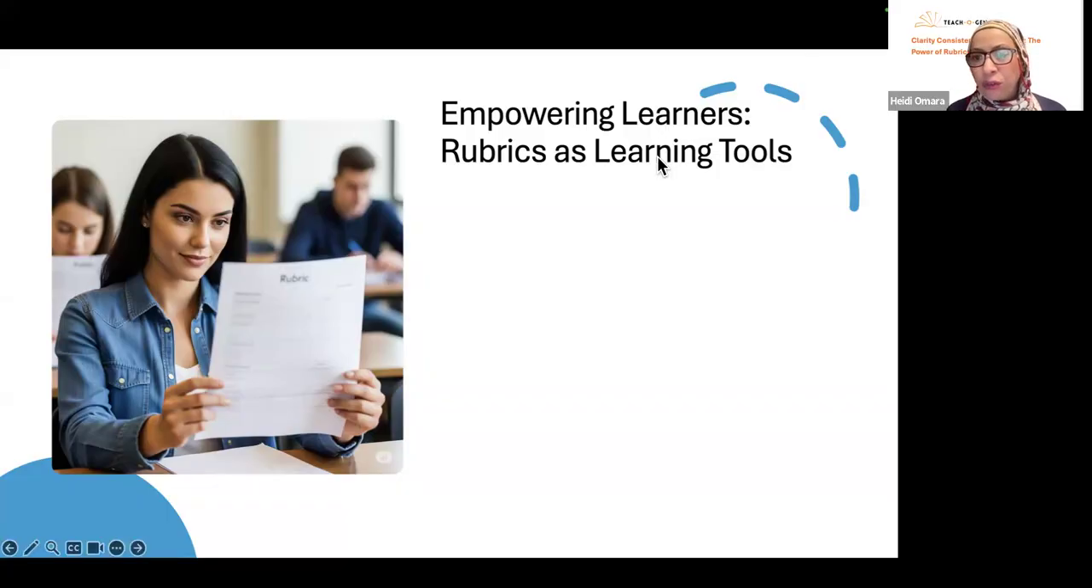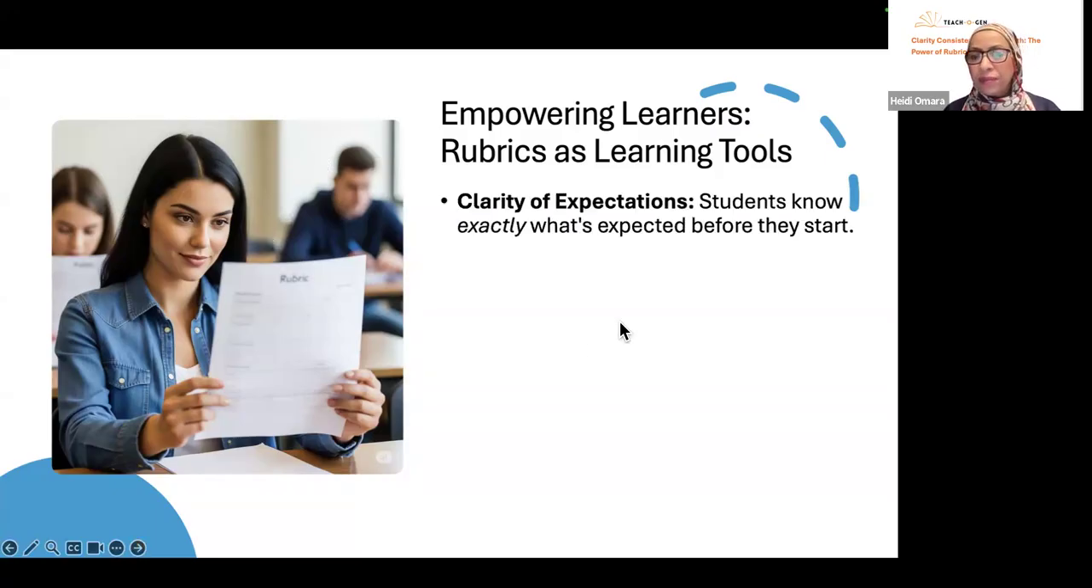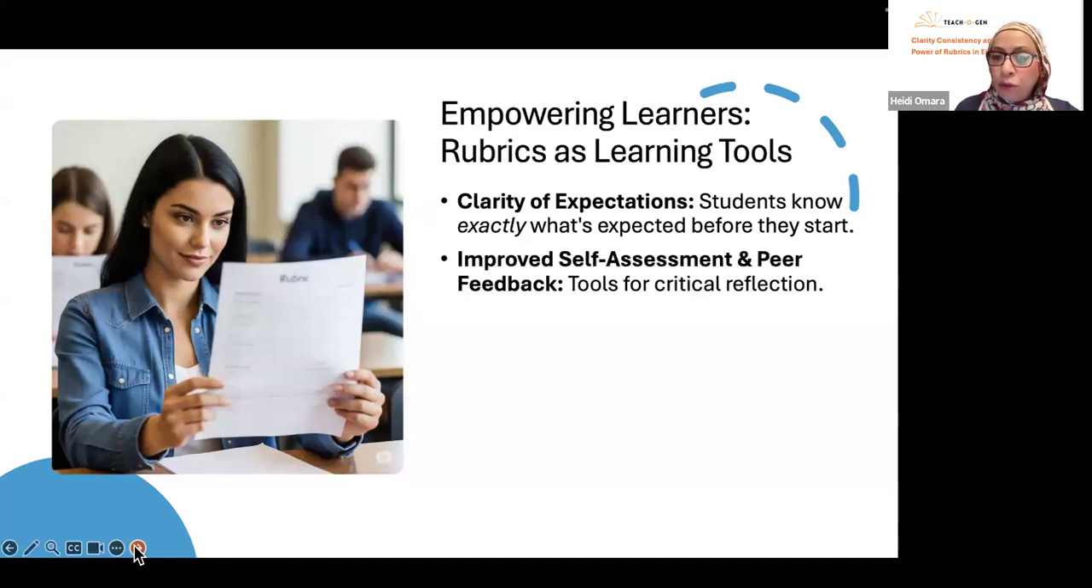Thank you for the participants here. And let's see what it is here, more about the student autonomy. The clarity of expectation. Students know exactly what's expected before they start. So if I see the rubric before I start writing, I will understand what is expected from me. What are you looking for as a teacher? Improved self-assessment and peer feedback.